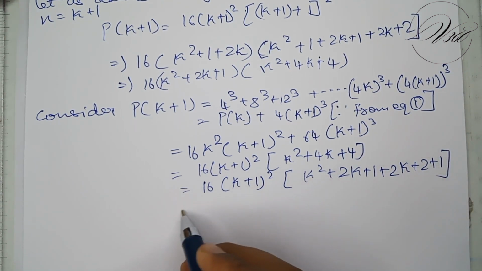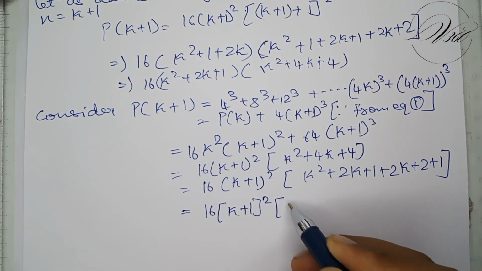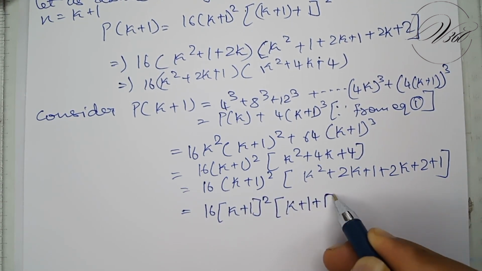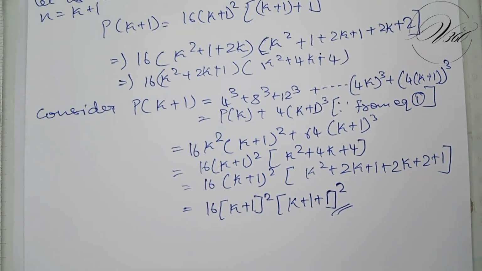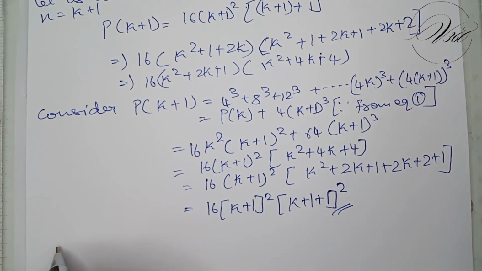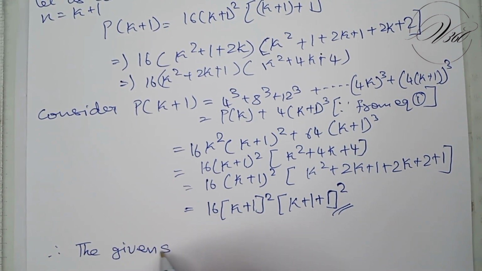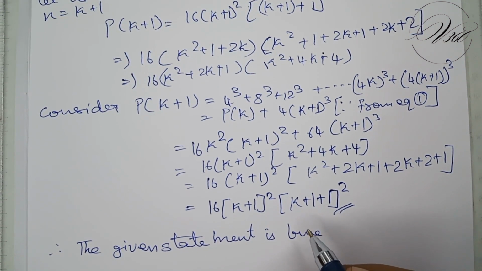Okay, now I will get 16 of (k+1) whole square of (k+1+1) whole square. Okay, now there is the therefore statement, and this is the answer. We are going to write the therefore statement now. Okay, the therefore statement here is: therefore the given statement is true. Okay, wait a second.